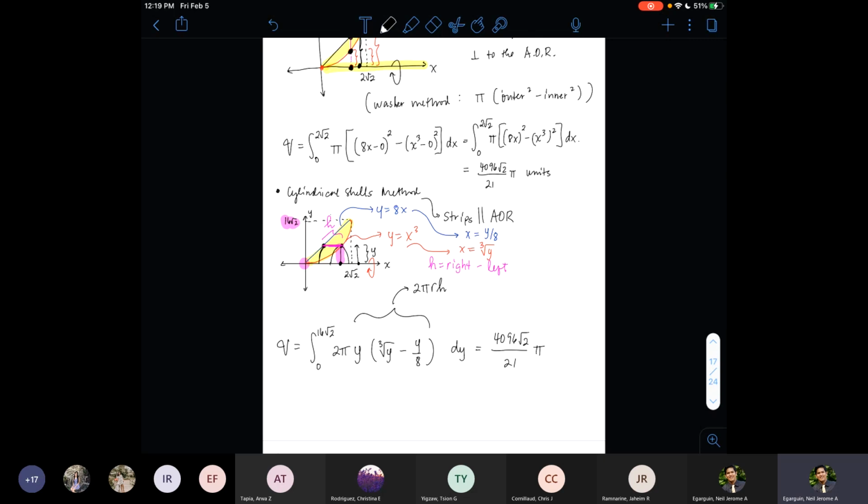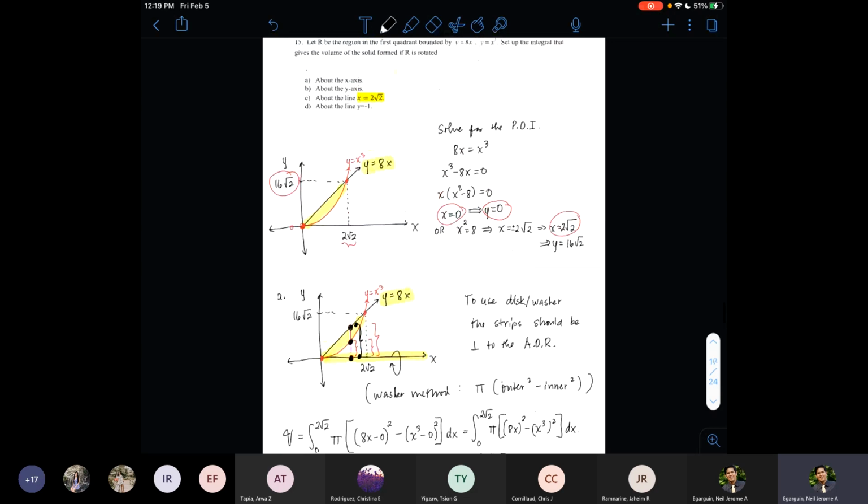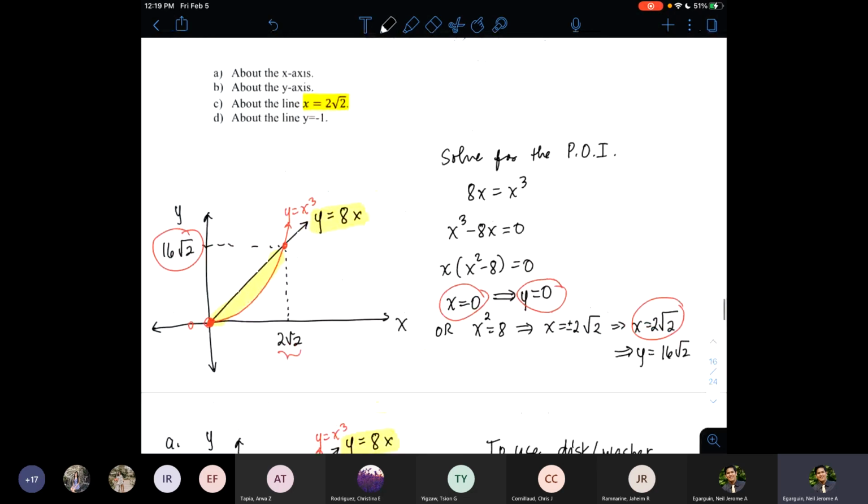Okay, does that make sense? Oh, Faiza, how did I get 16 root 2 for the upper bound? Well, I guess last time we solved for the points of intersection. It's over here. I solved for the points of intersection because I knew the region will stop at the second point of intersection.